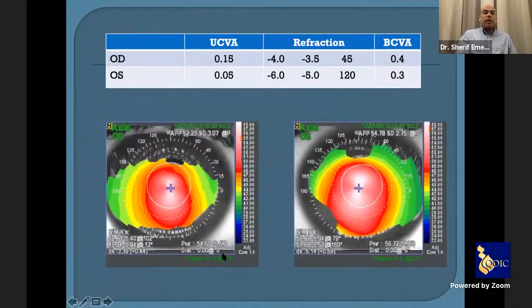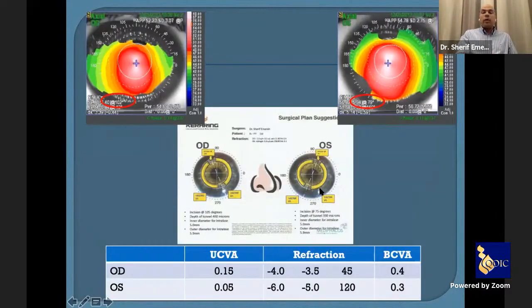We can see here the cornea. Definitely the left eye is more advanced than the right eye. The steep K is 52 and the flat 49 in the right eye, and the other eye is 56 and 51. So I decided to do a Keraring for her. This is the plan, and as her best corrected vision is less than 0.5, I decided to make the incision on the steep topographic axis, which is 102 for the right eye. This is the incision site, and 79 in the left eye. This is the incision site.